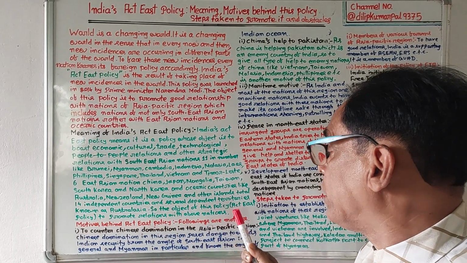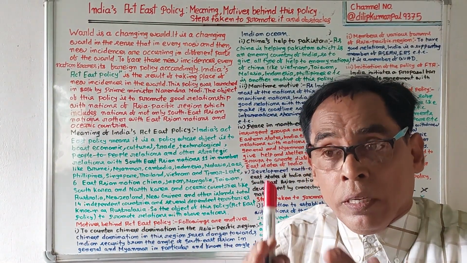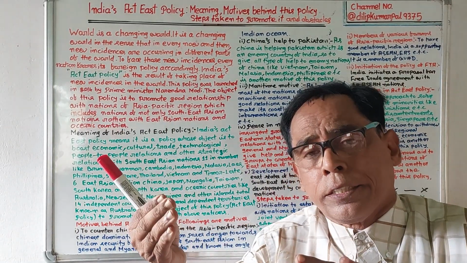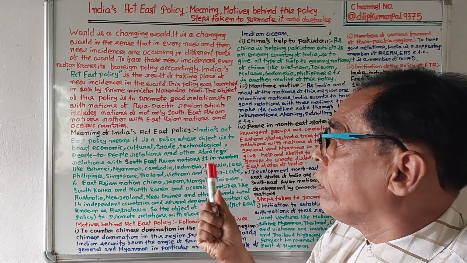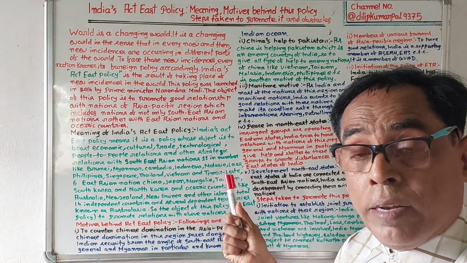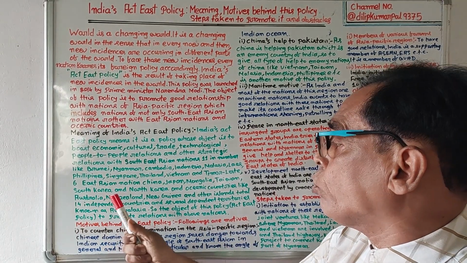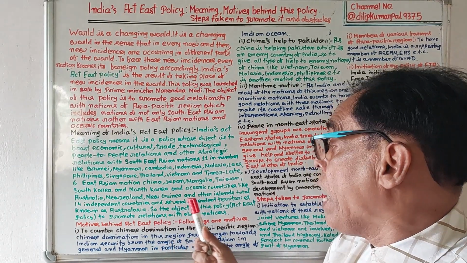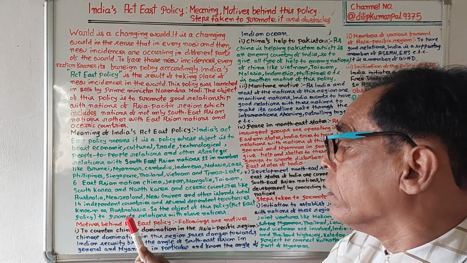So the object of this policy, Act East policy, is to promote relations with the above nations. So what is India's Act East policy? It is a policy whose object is to promote India's interest with nations of Southeast Asia, who are 11 in number, like Brunei, Myanmar, Cambodia, Indonesia, Malaysia, Laos, Philippines, Singapore, Thailand, Vietnam and Timor-Leste, and 6 East Asian nations, China, Japan, Mongolia, Taiwan, South Korea, North Korea, and 14 Oceanic countries including Australia, New Zealand, New Guinea and other islands, who are independent countries and several dependent territories known as Australasia.